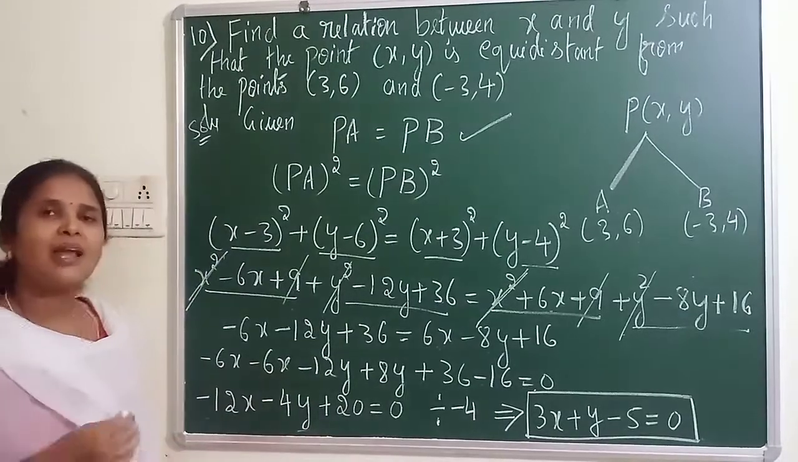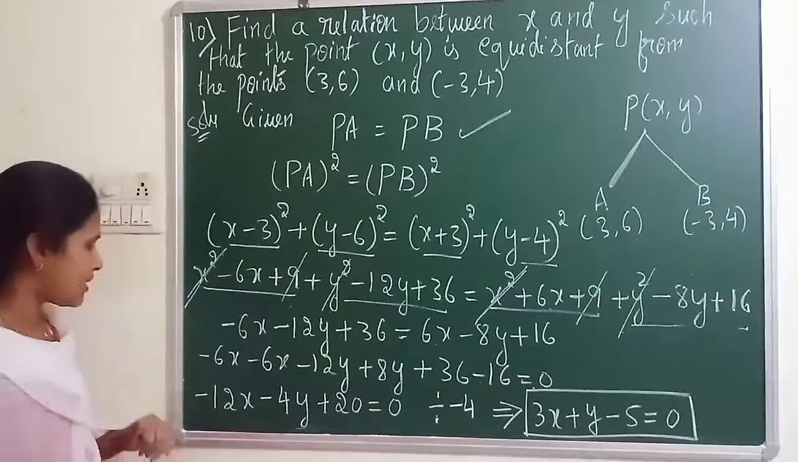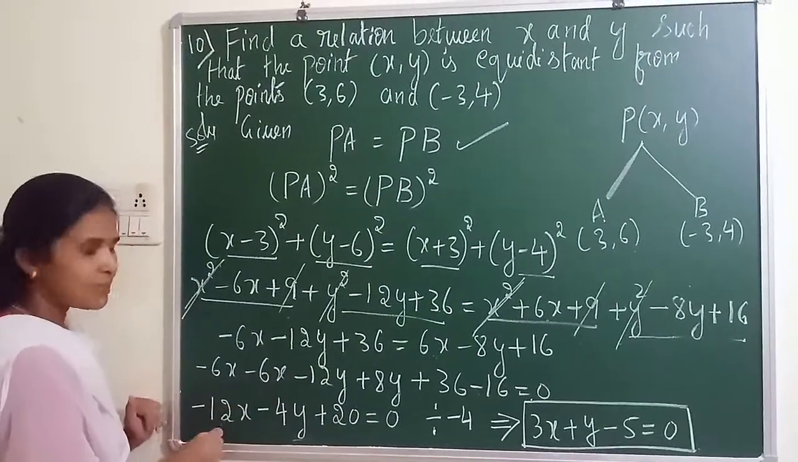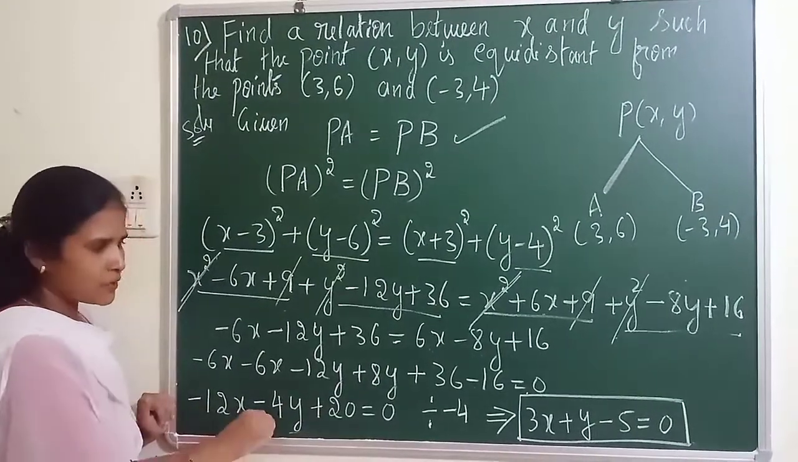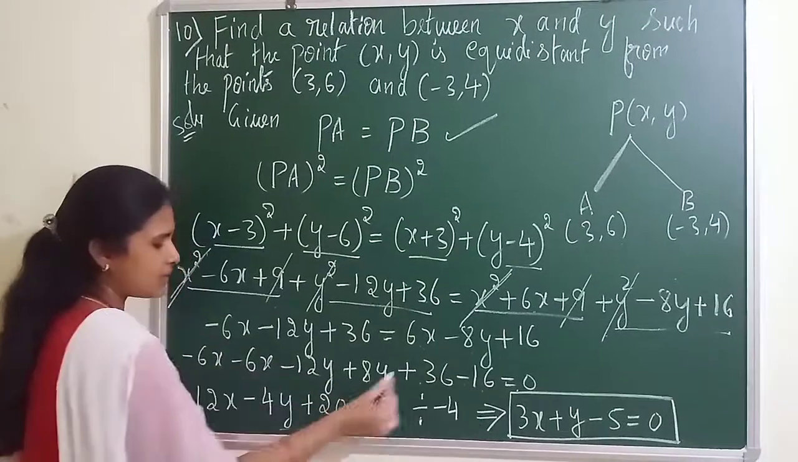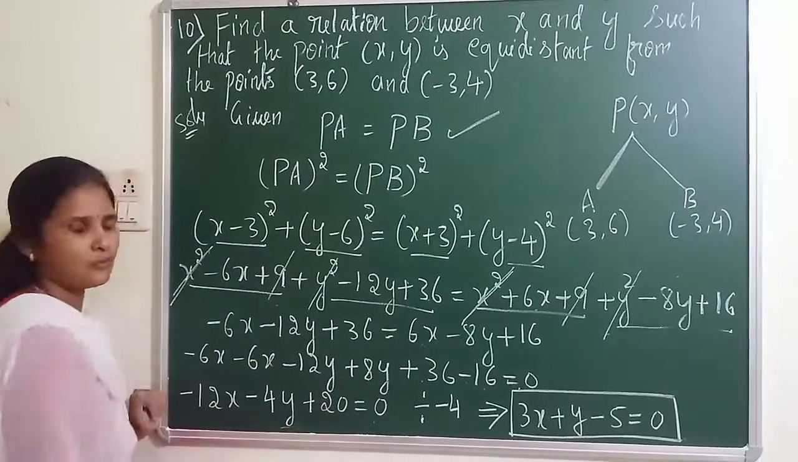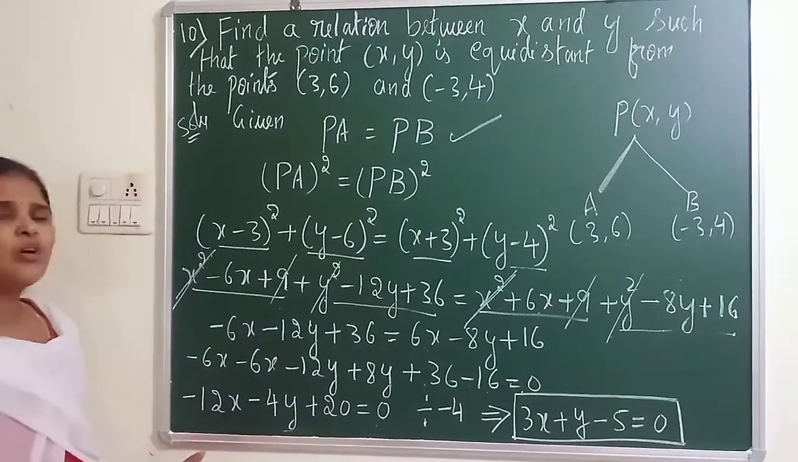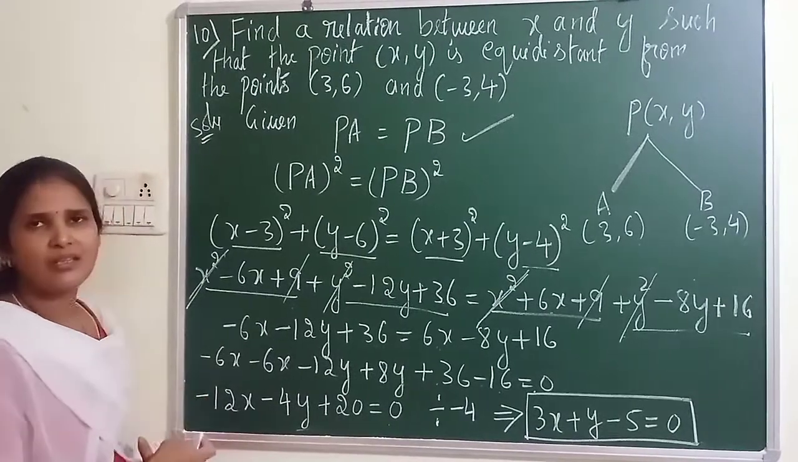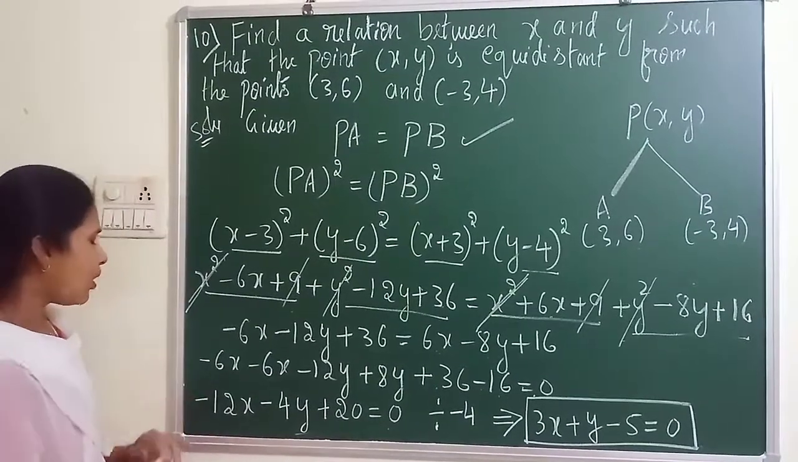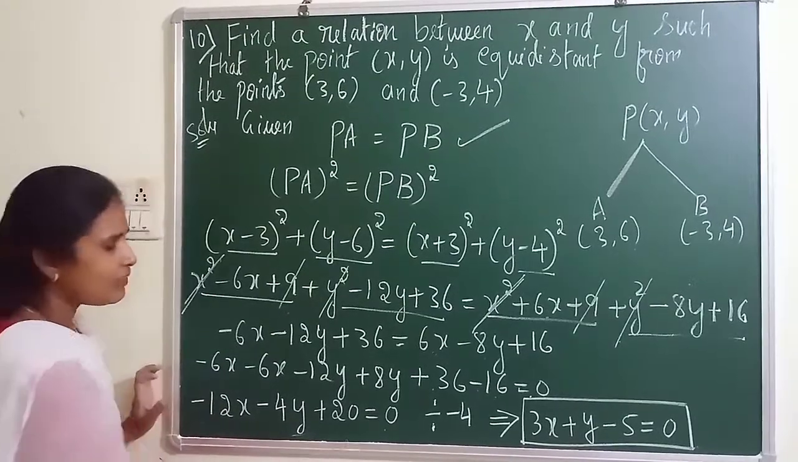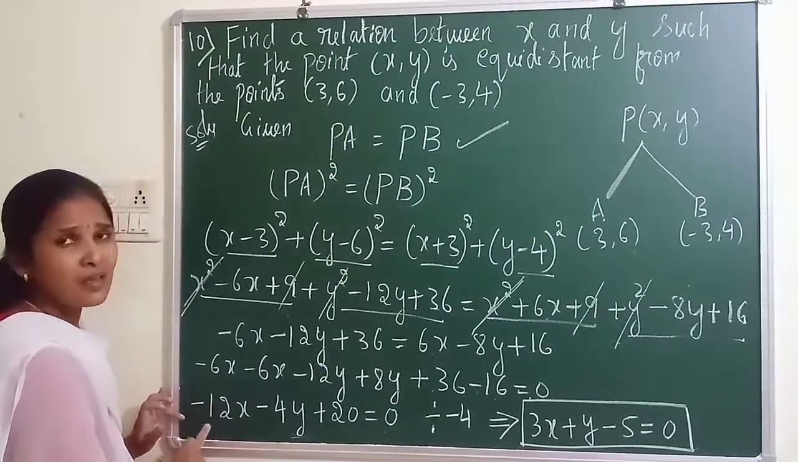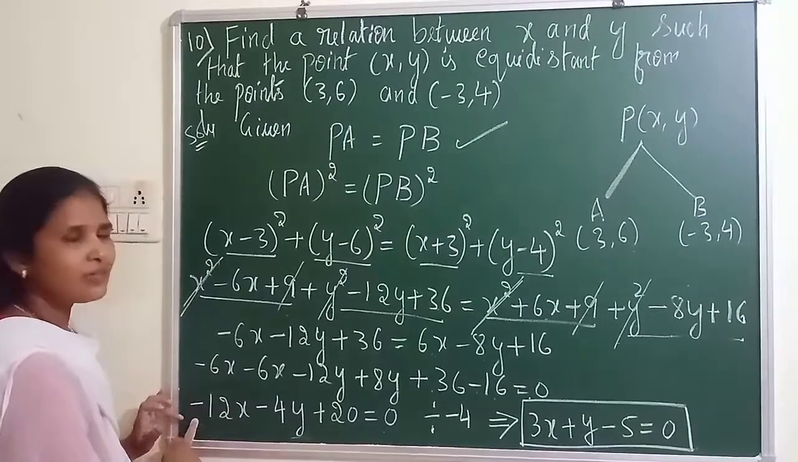So now you know that like terms can be added and subtracted. So minus 6x minus 6x becomes minus 12x. Minus 12y plus 8y becomes minus 4y. Plus 36 minus 16 becomes 20, equal to 0. So here you cannot stop because there is a common factor here. Remove the common factor. You can keep the minus as it is, but in general we will remove the minus if you have minus at the start with the x coefficient.